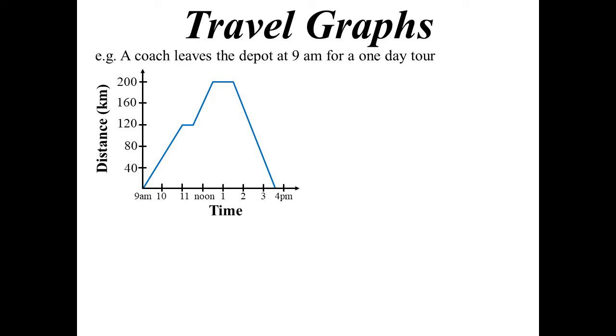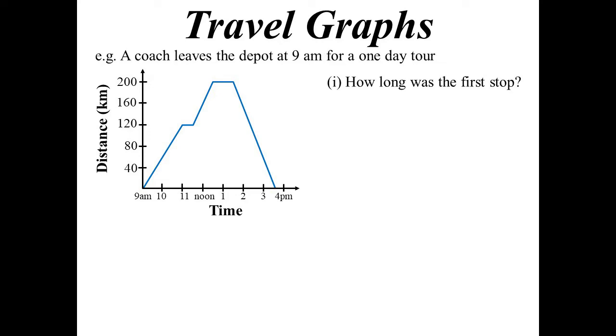Well, let's take a journey back to travel graphs. Back in the junior school, you would have seen a travel graph that maybe looks something like this. Very blocky, lots of straight lines. So we've got a coach, it's leaving the depot at 9 a.m. and it's going on a one-day tour. And you get asked questions like, oh, how long was the first stop?